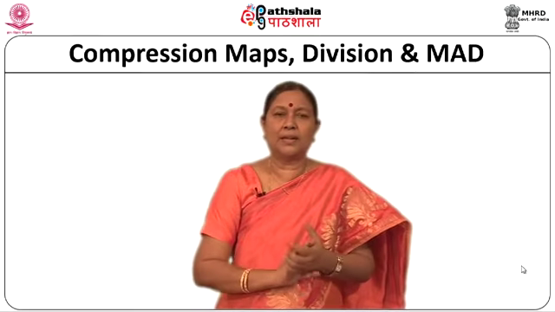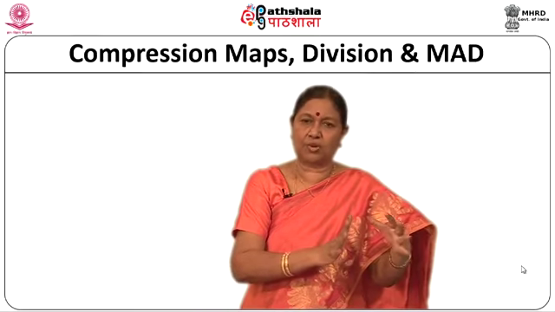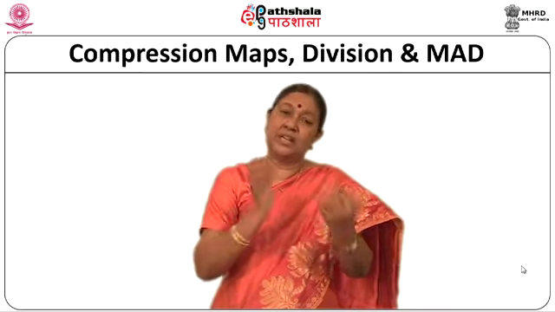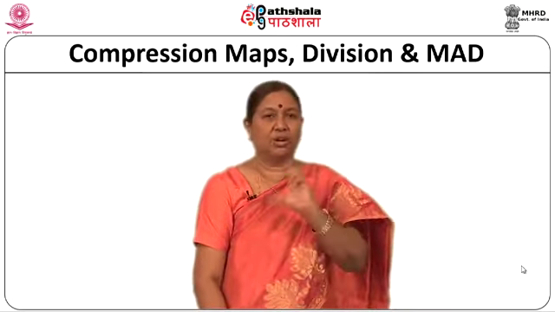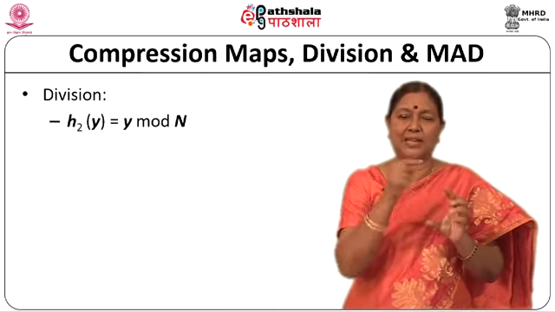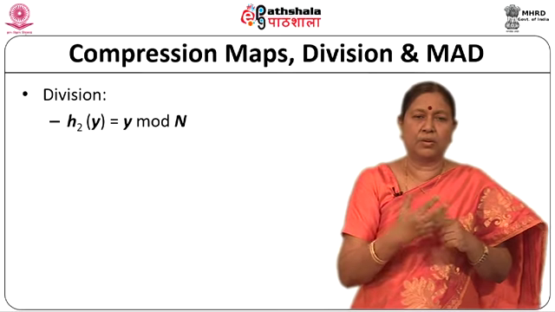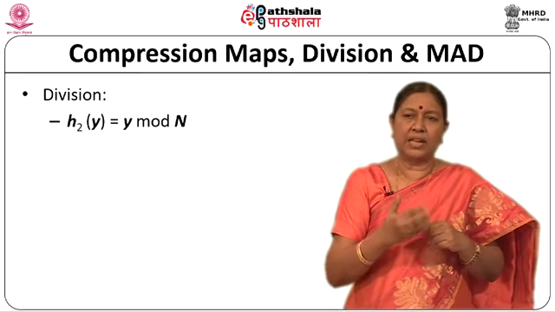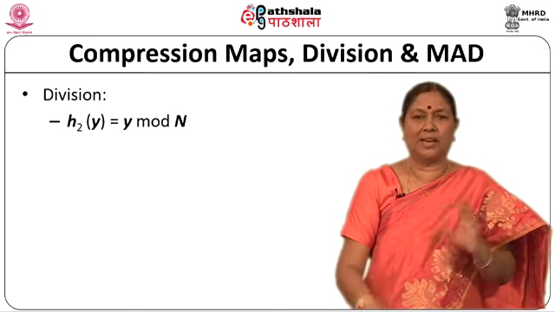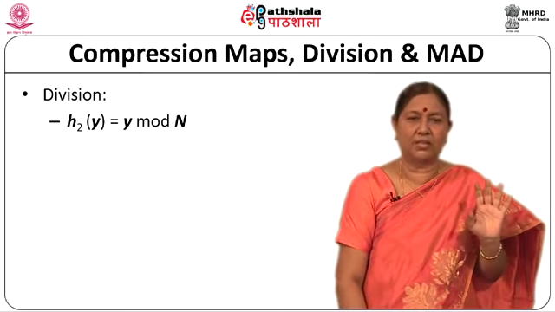Now let us look at compression maps. What we saw was the hash code map, which converts the keys to integers. Now we have to convert the integers into the range 0 to m minus 1. You can do division: h2(y) is the second component of the hash function, where y is the integer input. So h2(y) equals y mod n. This is a very common operation, called division.